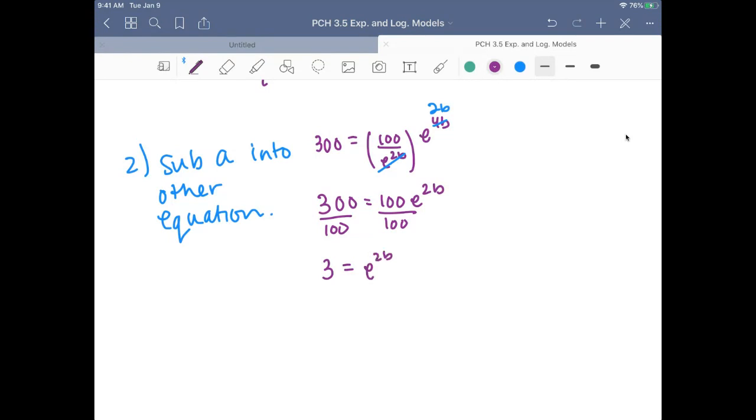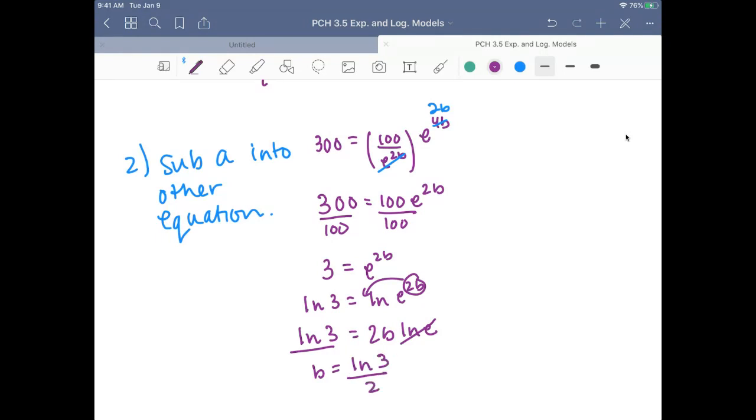And then how do we get the exponent out of the exponent? We ln both sides. So ln 3 is equal to the ln of e to the 2b, okay? And the 2b comes to the front. So we get the ln of 3 equals 2b times the ln of e. ln of e is 1. So b is equal to the ln of 3 over 2. So that is our rate right here. Okay, we're going to hold on to that for later.